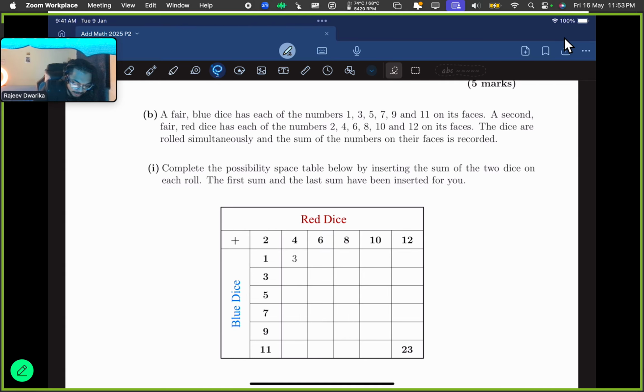So let me do this fast. You have to add all the possible outcomes, right? So like, if you get a 4 and 1, 5.